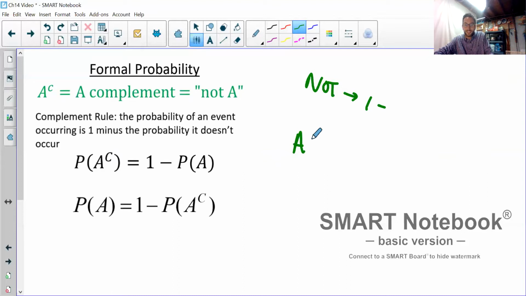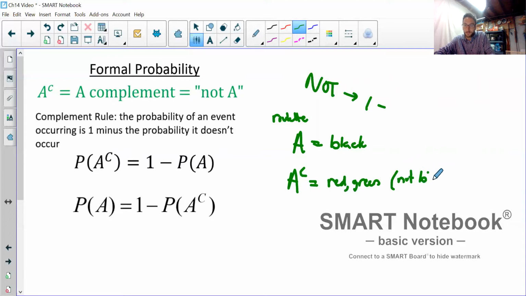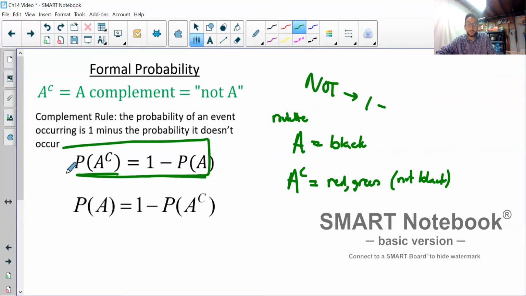So for example, if I said event A, let's say we're going back to our roulette wheel, and let's say event A represents the spin lands on black, A complement is not black, or in other words, the spinner lands on red or green. Just not black. So complement just means not. And so, to get the probability of A complement, we subtract the probability of A from 1.